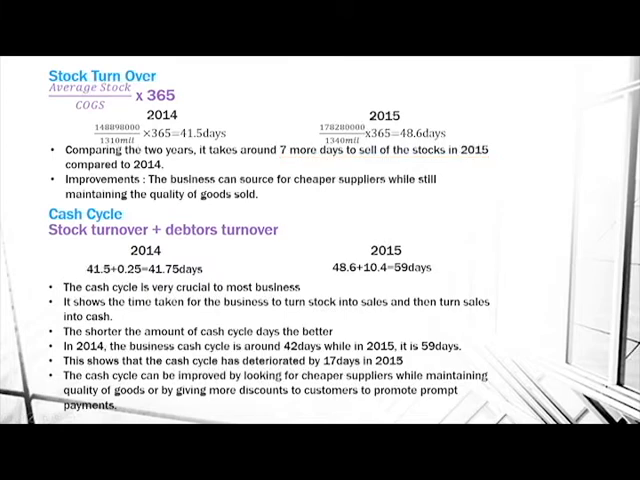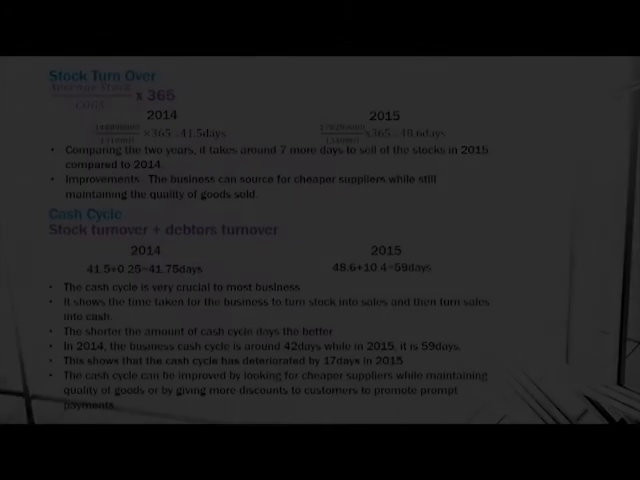Cash cycle shows the time taken for the business to turn stock into sales then to cash. In 2014, the business cash cycle is around 42 days, while in 2015, it is 59 days. This shows that the cash cycle has deteriorated by 17 days in 2015. Business should find a cheaper source while also maintaining the quality of it.